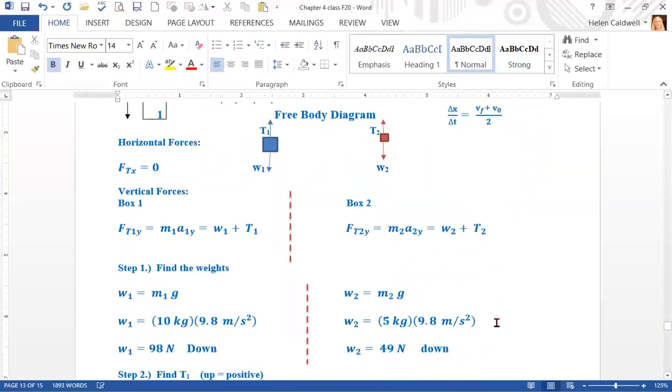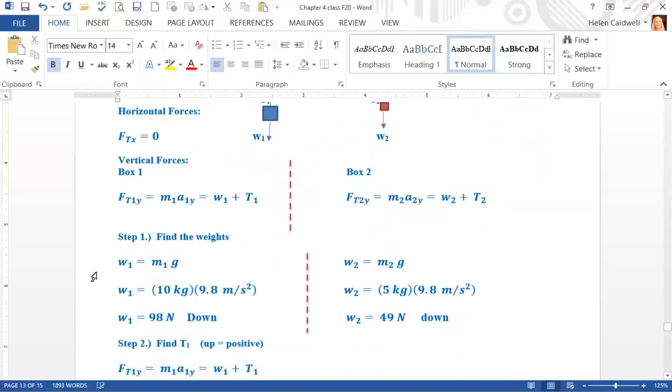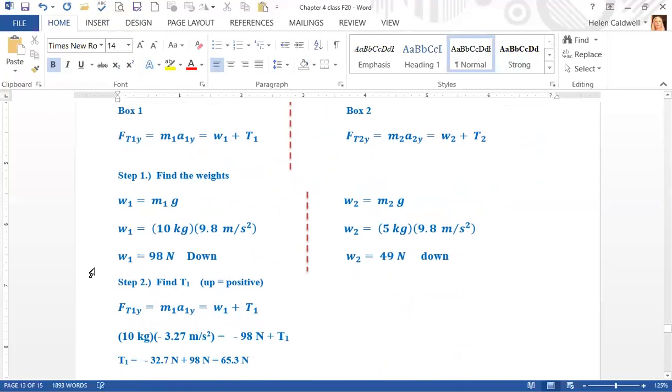Okie doke. We want to find the weights. W equals mg, so weight 1 is equal to m1 times g, so 10 kilograms times 9.8 meters per second squared, which gives us 98 newtons. It's pointing down. Weight 2 would be m2 times g, so 5 kilograms times 9.8 meters per second squared, or 49 newtons, also pointing down. The weight always points down.